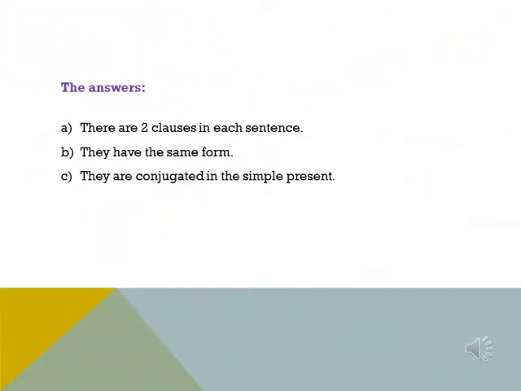The answers. A. There are 2 clauses in each sentence. As you can see, it's the if clause and the main clause. B. The 2 sentences or the 2 clauses have the same form, right? And C. They are conjugated in the simple present.